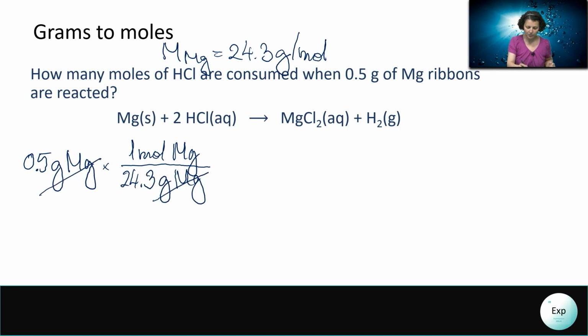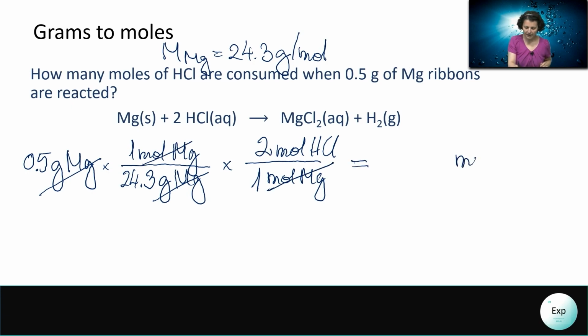Now that we removed the grams and we're at moles of magnesium, we can convert between the moles of magnesium and the desired moles of hydrochloric acid. Based on our interpretation, 1 mole of magnesium reacts with 2 moles of hydrochloric acid. And with that, our final answer will be in moles of hydrochloric acid. The number that goes with it will be 0.04 moles of hydrochloric acid.